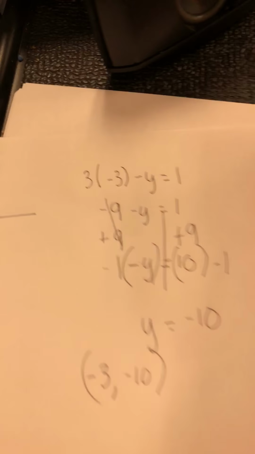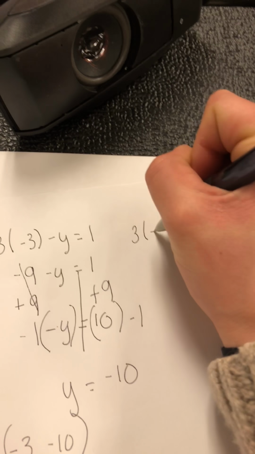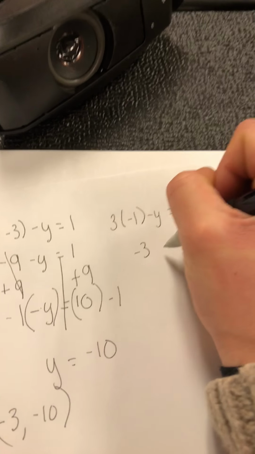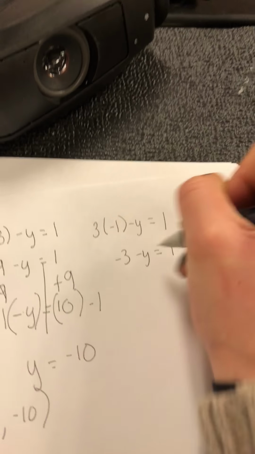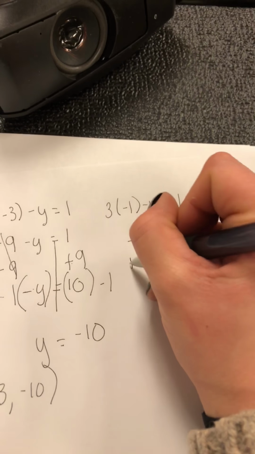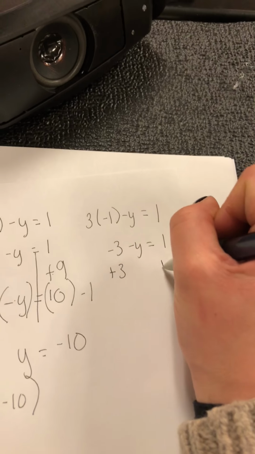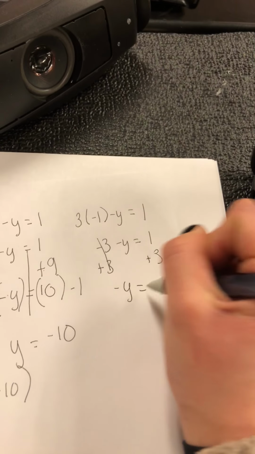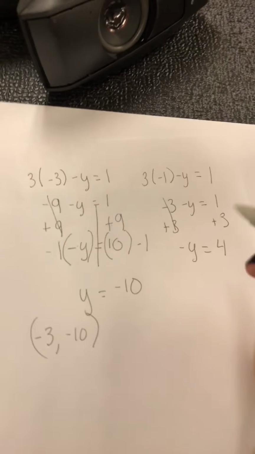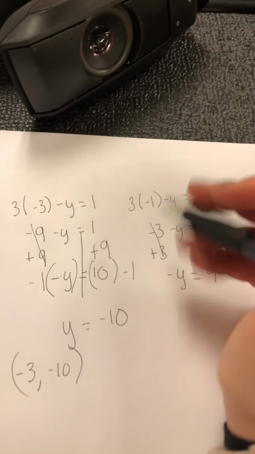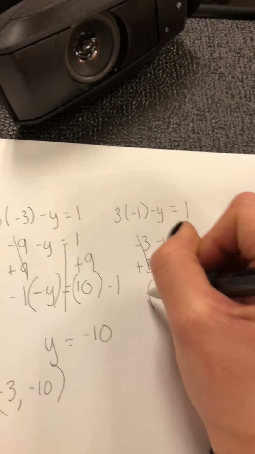Now the next one says x equals -1. So 3 times -1 minus y equals 1. -3 minus y equals 1. Again, perform that inverse operation just like we did before. The inverse operation of a negative number is a positive. -y equals 4. Is -y close enough to y? No. So again, we have to multiply by -1.